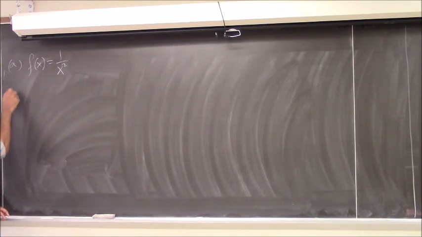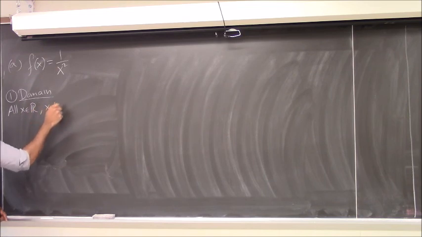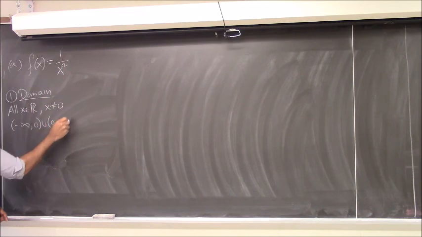So step 1. What you would do is find the domain of this function. What is the domain of this function? All real numbers except 0. All x in R with x not equal to 0, or it is defined on this interval. So we know as long as we're not at 0, we're cool. Okay, so you move on to step 2.